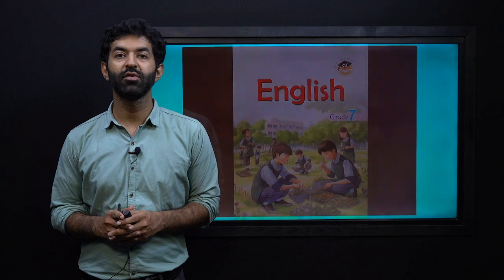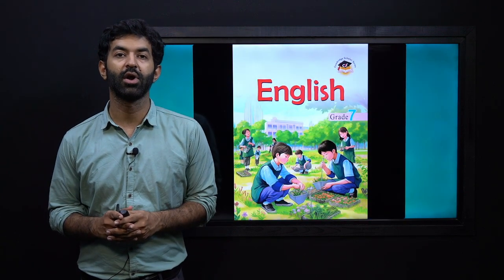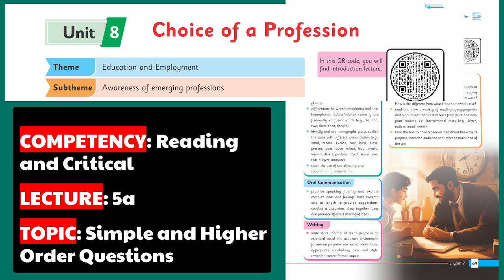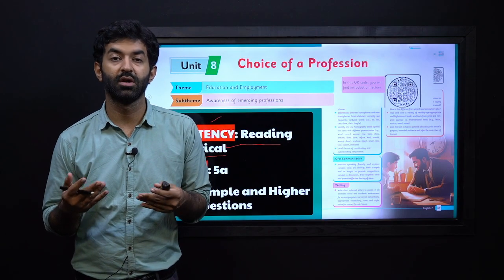Students, today we are going to cover a very interesting student learning outcome from grade 7. We are talking about our unit number 8, choice of a profession. The competency we are dealing with is reading and critical thinking. This is our lecture 5A, and we are going to talk about responding to the questions.